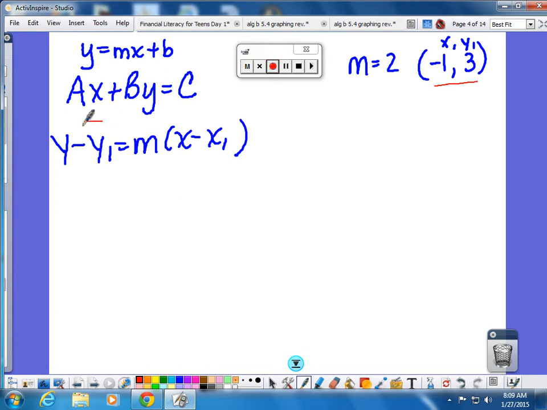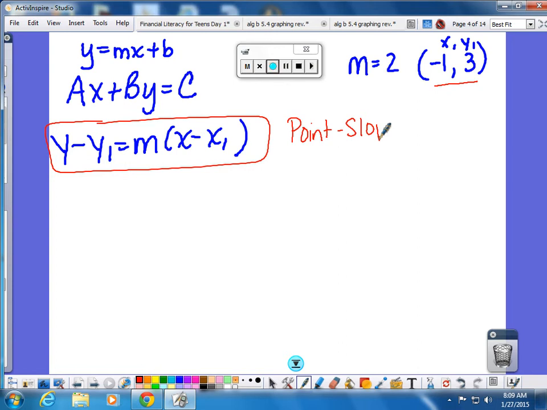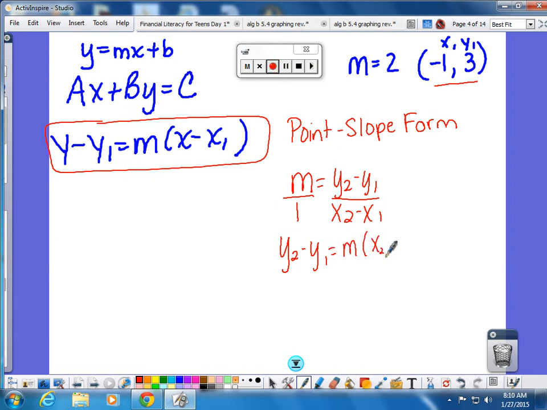Alright? So to do that, you need something called point-slope form. Makes me think of the slope formula. The y minus y1 and the x minus x1. Actually, you guys remember the slope formula? Familiar? If we considered that to be a proportion and we cross multiplied, 1 times y2 minus y1 equals m times x2 minus x1, it looks a whole lot like it, doesn't it? Matter of fact, the point-slope formula is derived or comes from the slope formula.